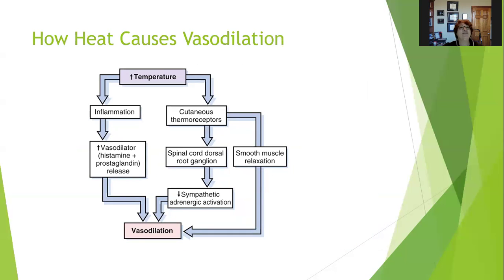So heat causes vasodilation, but that increased temperature causes some inflammation. It stimulates cutaneous thermoreceptors. So the inflammation increases vasodilator release, so histamines and prostaglandins, and that causes vasodilation. The cutaneous thermoreceptors affect the spinal cord dorsal root ganglion, which decreases sympathetic adrenergic activation. That is part of the pain management effect. It relaxes smooth muscle, and remember those precapillary sphincters are smooth muscle, and it causes vasodilation.